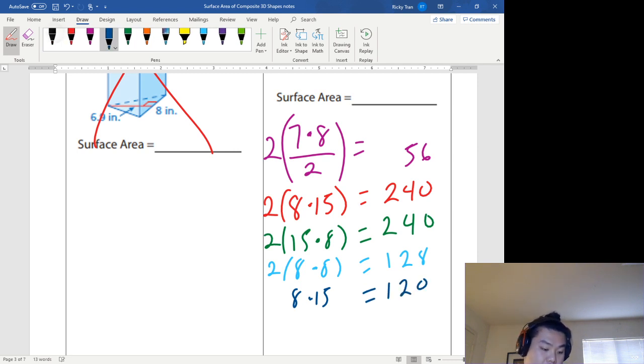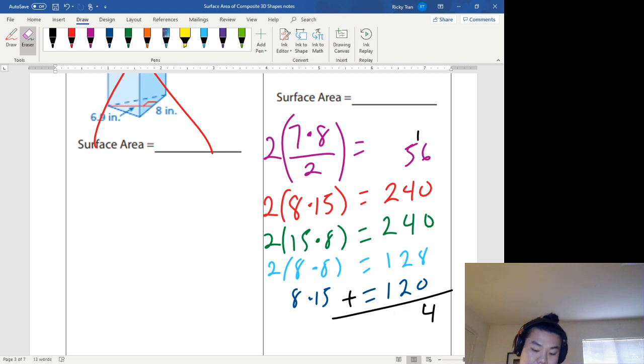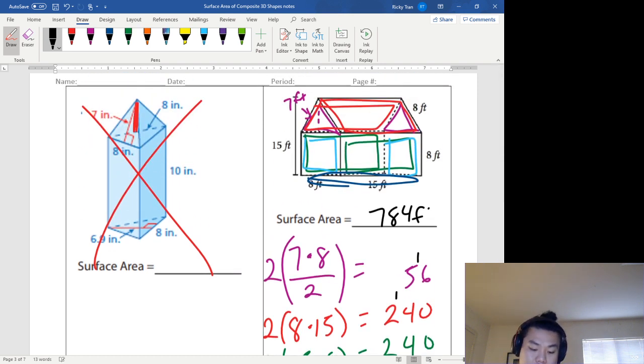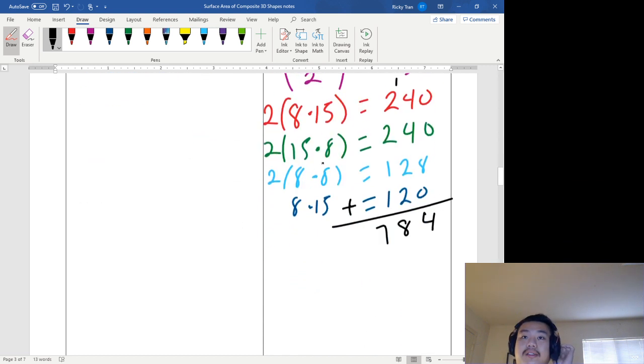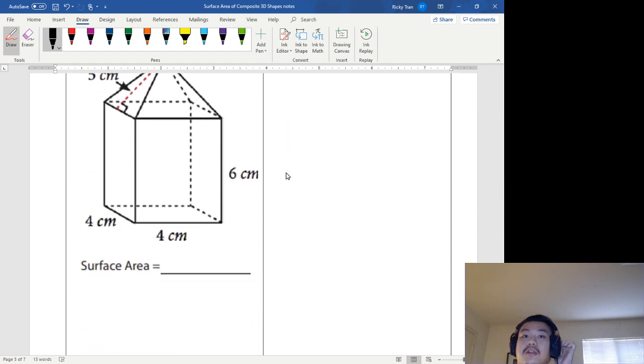Okay, and then we add all these together. 6 plus 8 is 14. Nope, that should be an 8. 8, 18, then 1, 2, 3, 4, 5, 6, 7. So 784 feet squared.